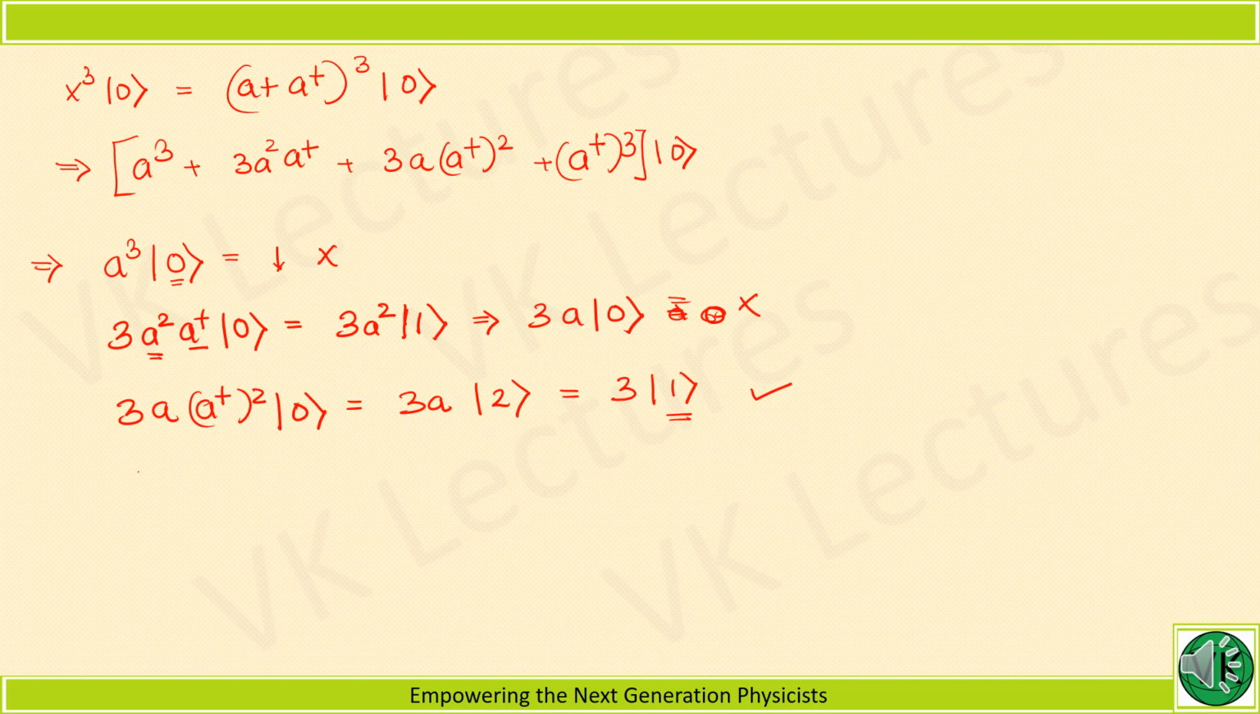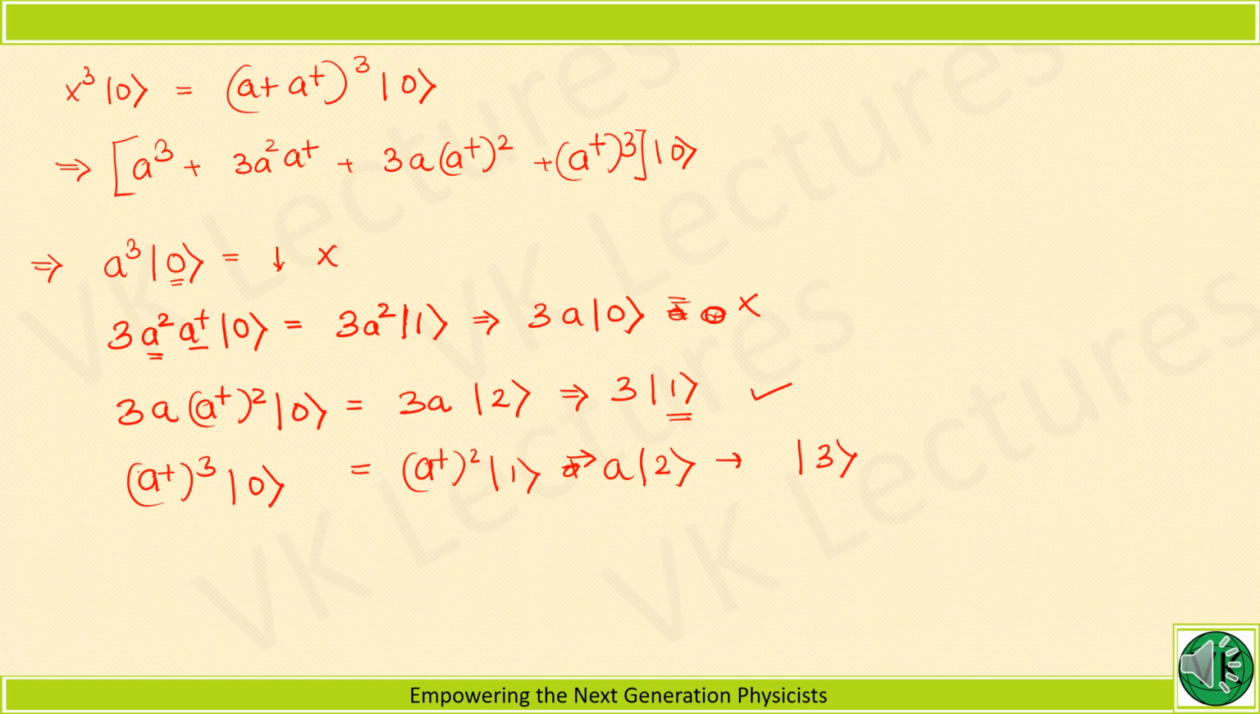Now the next one is a dagger cubed acting on 0. Yes, this is possible because all are creation operators. From 0 you go to 1, then 2, then 3, so we get the third state with some constant.